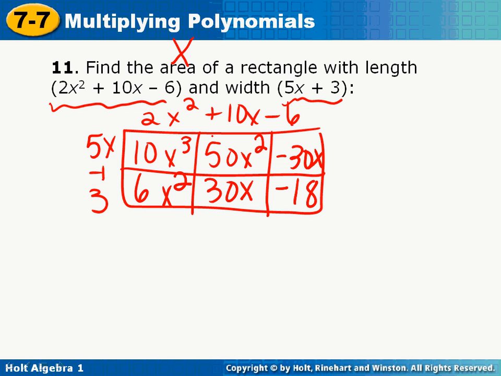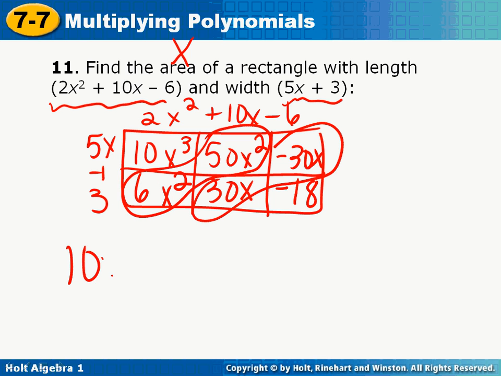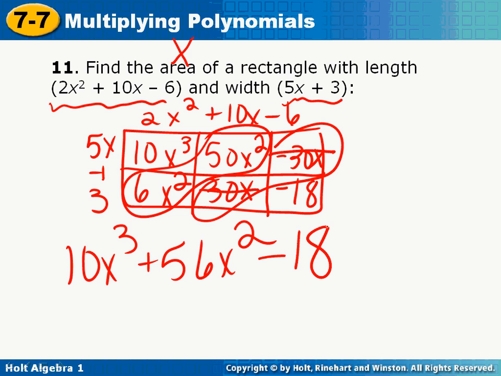Then I need to add my diagonals as long as they have like terms. So I'm going to start with a 10x to the third. 50x squared and 6x squared is 56x squared. And the negative 30 and positive 30 cancel, and the last final term is minus 18.